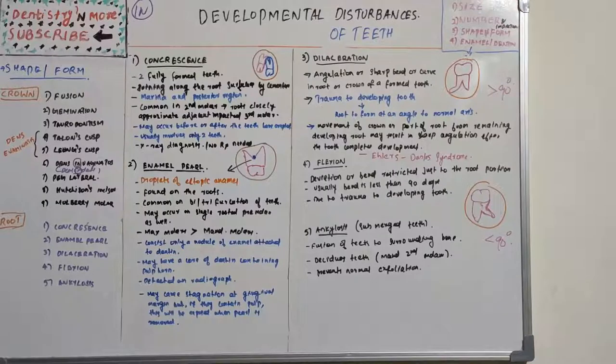if they contain pulp, this will be exposed when the pearl is removed. So that is about enamel pearl, which is a droplet of ectopic enamel seen between bifurcated or trifurcated teeth. Now we have dilaceration.